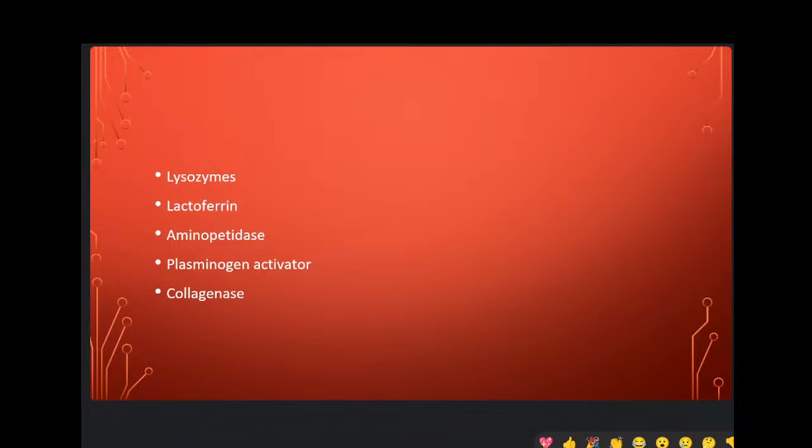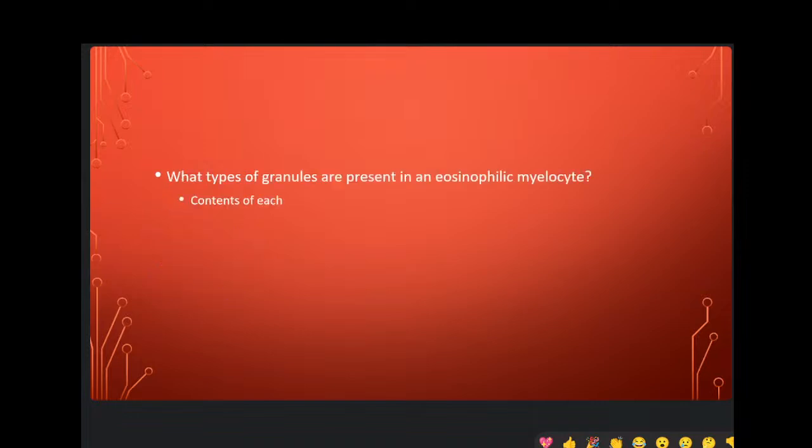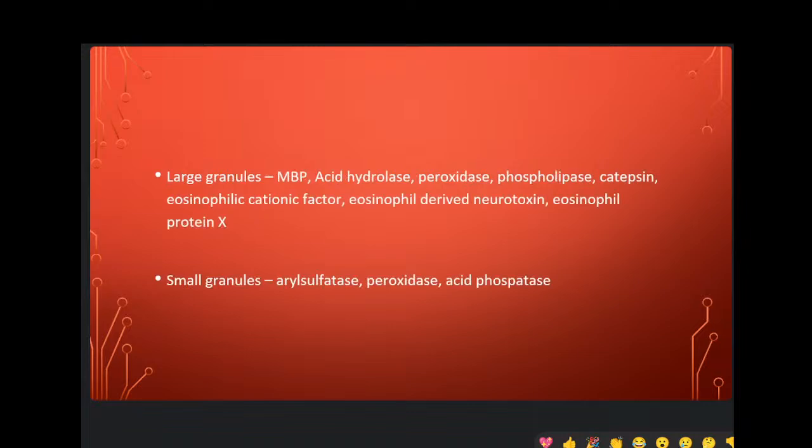Okay? Next, an eosinophilic myelocyte, you'll notice that it will have two types of granules. It has the large granules and it has small granules. Okay? Contents of each, super dami. Huwag na nating tandaan. Large granules just contains a lot of things. MBP. Okay? Mannose binding peptide.